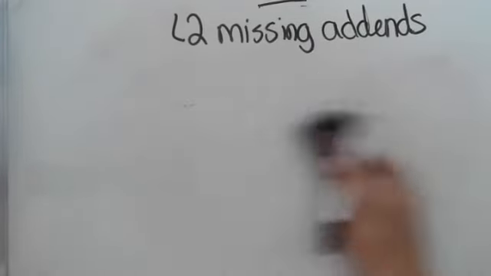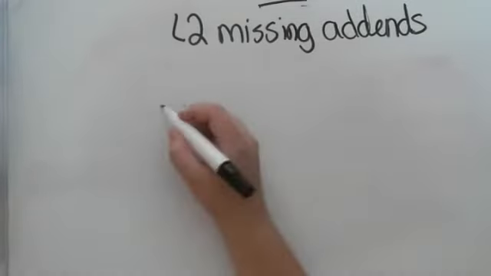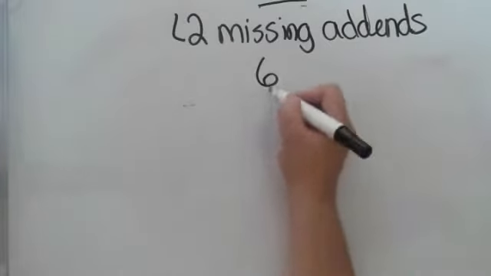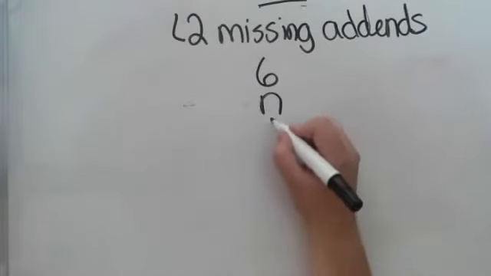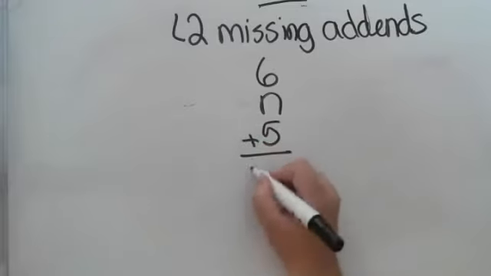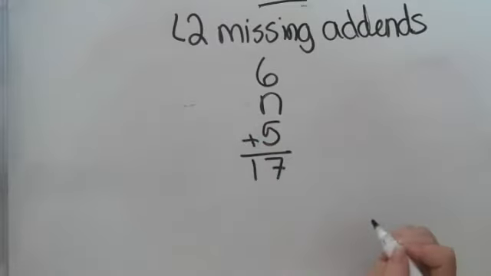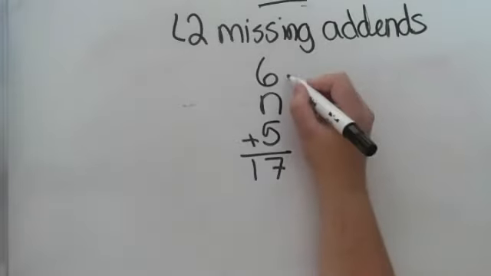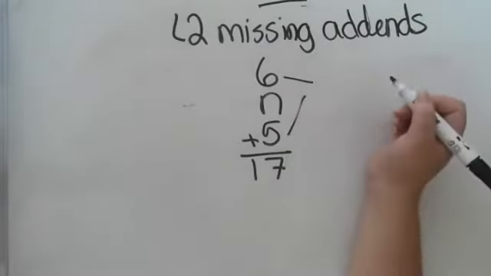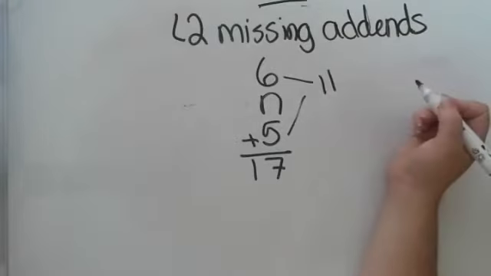Let's try another one. If we have 6 and 5 adding together equals 17. Now again, I can do this in two ways. Both ways require me adding 6 and 5. 6 and 5 is 11.